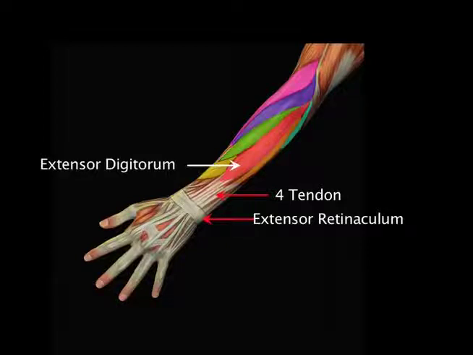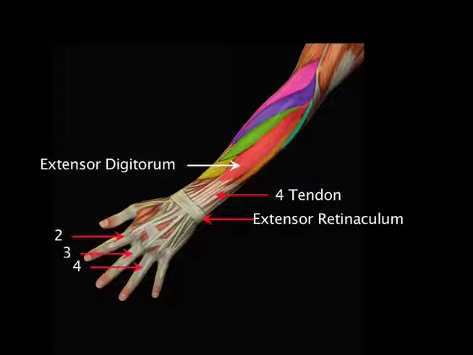Each tendon divides completely into two bundles. The bundles are inserted laterally and medially into the respective borders of the base of the 2nd to 5th middle phalanges. This is the 2nd, 3rd, 4th, 5th.